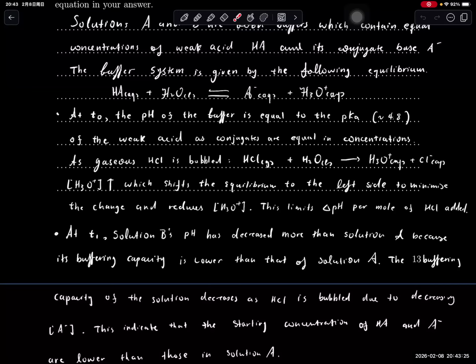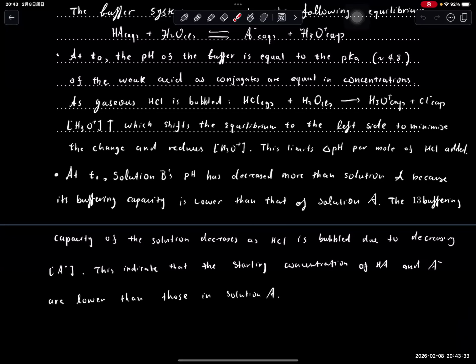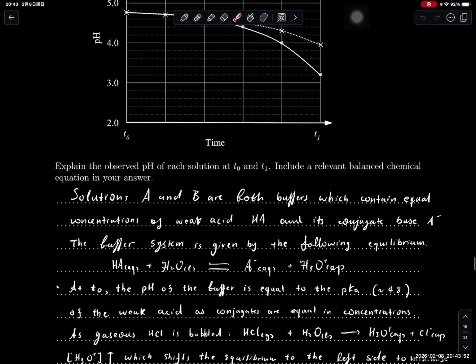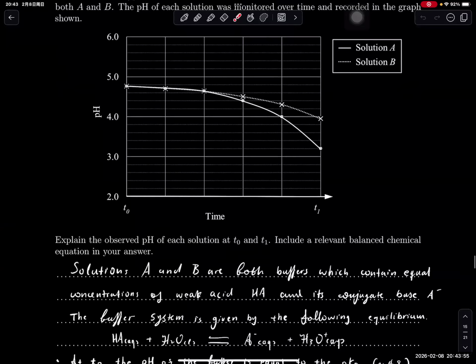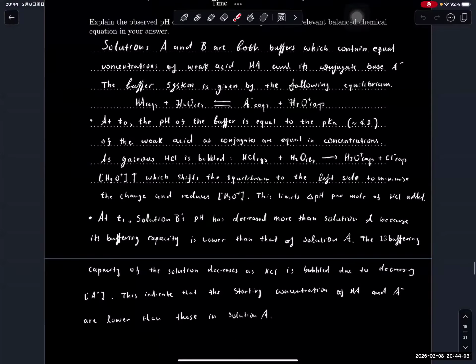And at T1, solution B's pH has decreased more than solution A's pH because the buffering capacity is lower than that of solution A. It has to be, because we can't explain it otherwise. The buffering capacity of the solution decreases as HCl is bubbled through, due to the decrease in concentration of the conjugate base. You just keep running out of conjugate base, and you run out of being an optimal buffer. It just happens that solution B has more capacity, there's a higher concentration of all the conjugates, so that you can buffer more. So that's the sample answer, you can pause here to copy, and I'm going to move on.